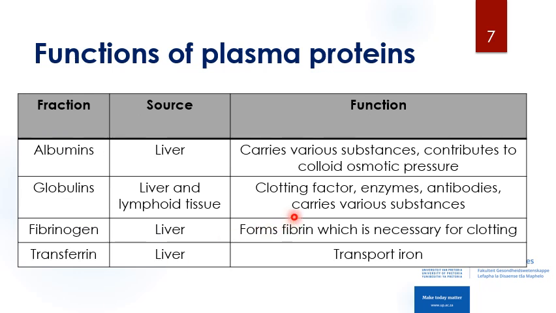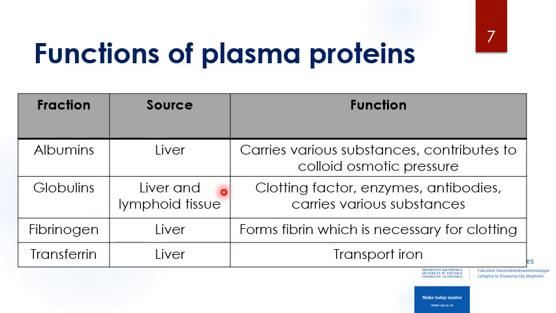If we take a look at the functions of your plasma proteins, your albumins are very important for carrying various substances in your blood. Now this is important because your kidneys don't filter proteins. So if a substance is carried by your plasma proteins, that means it won't be filtered out by your kidneys, and that substance will remain in the circulation. Your albumins also contribute towards the colloid osmotic pressure, and that's very important for making sure that water is reabsorbed back into your blood from your tissues.